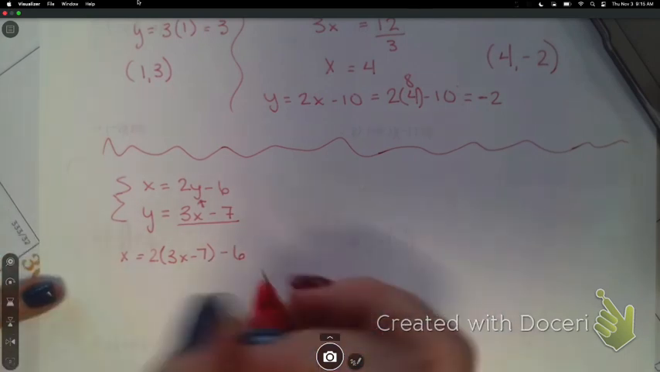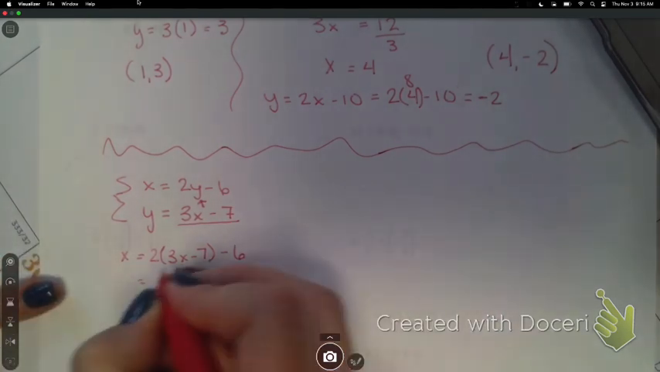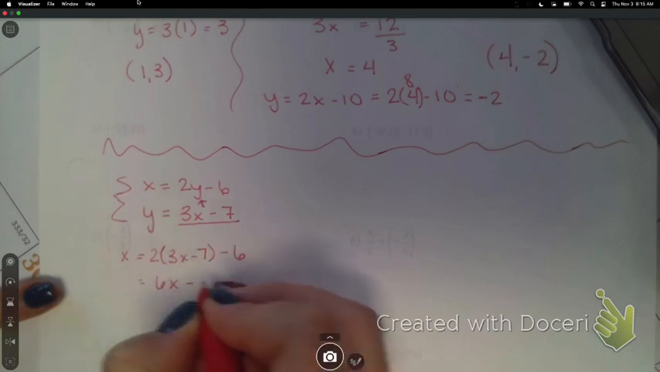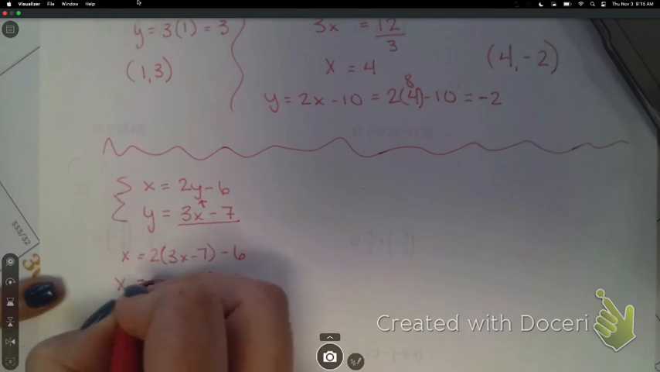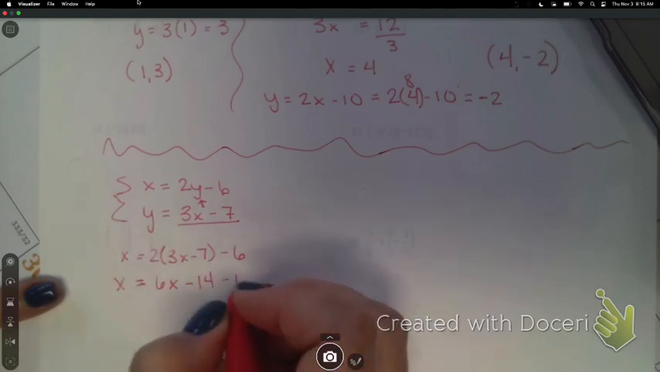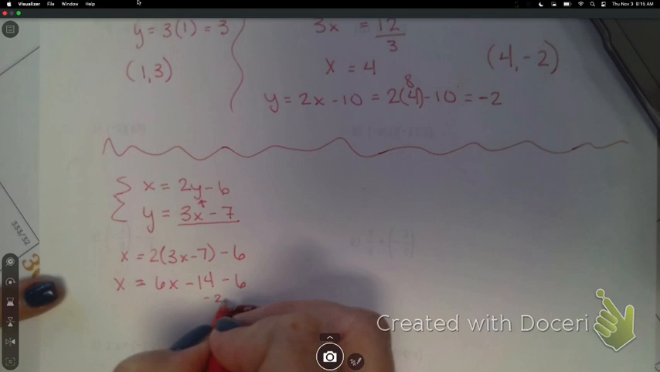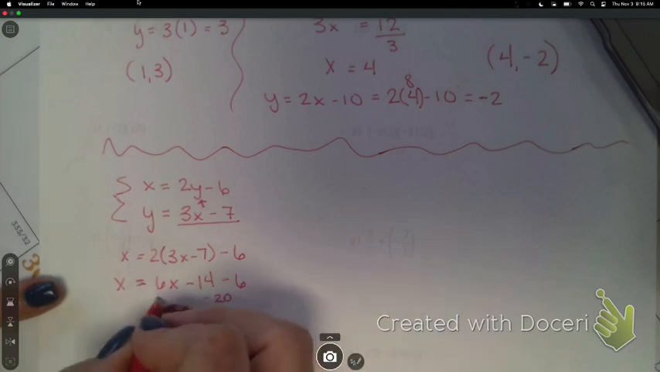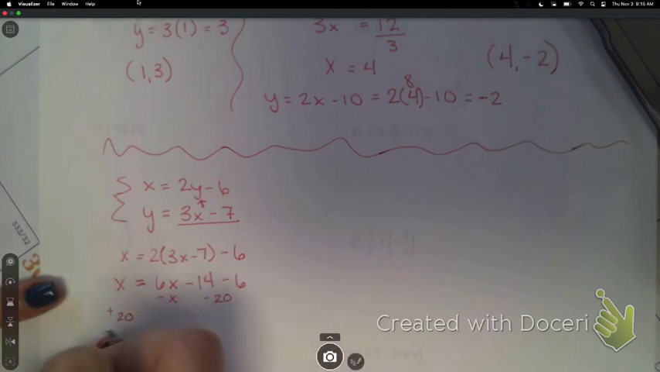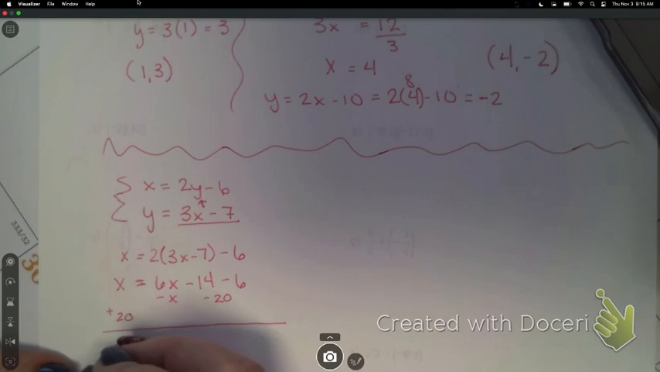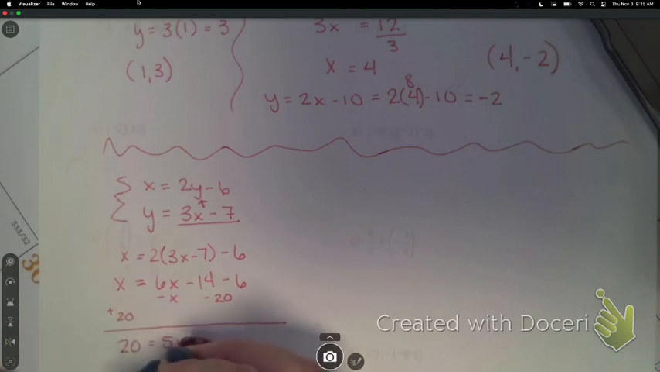So what do I do first? Distribute. So 6x minus 14 minus 6. Add like terms. So this is negative 20, right? So I'm going to subtract x and add 20. It's going to be negative 4. So 20 equals 5x. I got positive 4. Oh, I forgot to take off the negative.